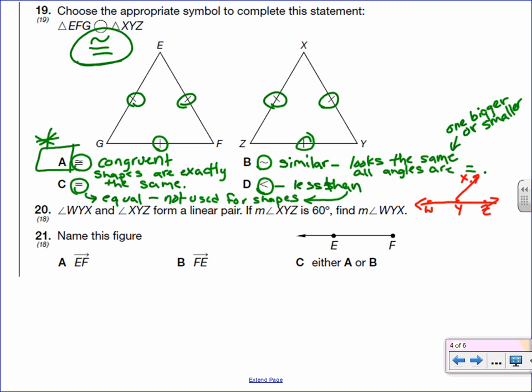The measure of XYZ right here is 60 degrees. And they want to know how big this is. Well, if this whole thing is a straight line, this adds up to 180 degrees. And this takes up 60 of it. So how much is left for this angle? 180 minus 60 is 120.